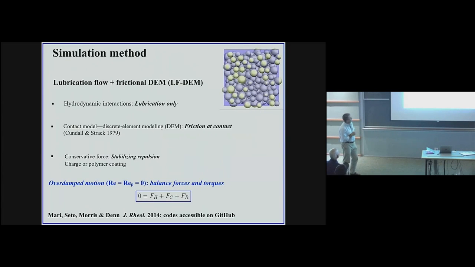So we call this lubrication flow DEM, and so there's friction, hydrodynamics, and a repulsive force included. The contact model is very much from the Cundall and Strack approach in the early DEM. And then a key point is that this conservative force, or a stabilizing repulsion, gives the rate dependence to the material. That is, it determines what level of forcing is necessary to drive the particles into contact. So we solve then a zero Reynolds number on all scales equation.